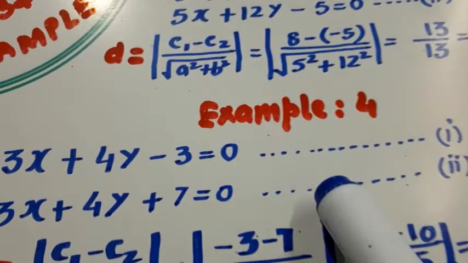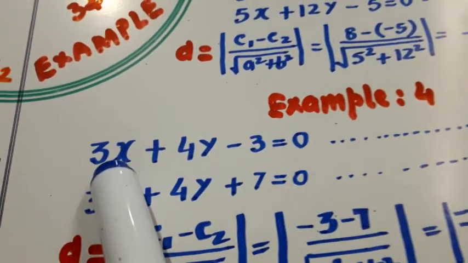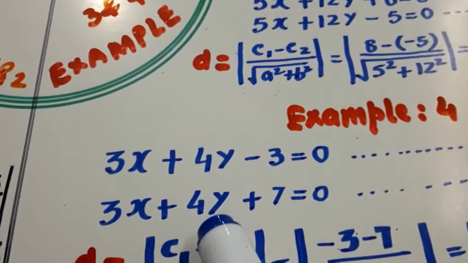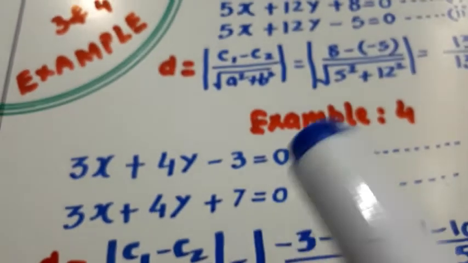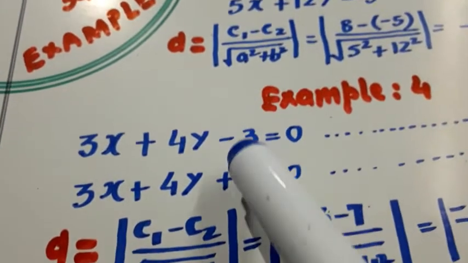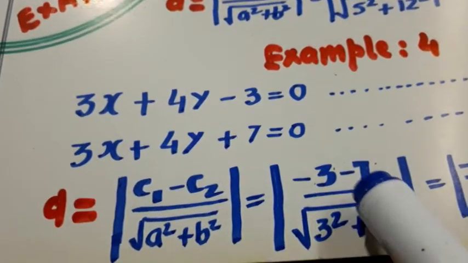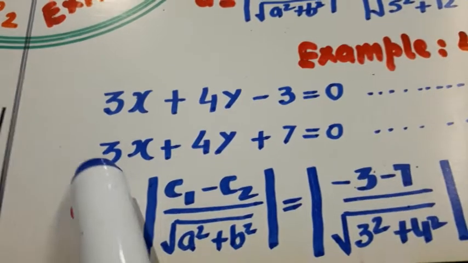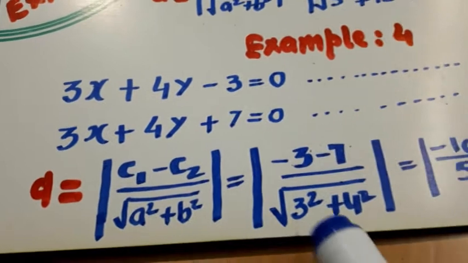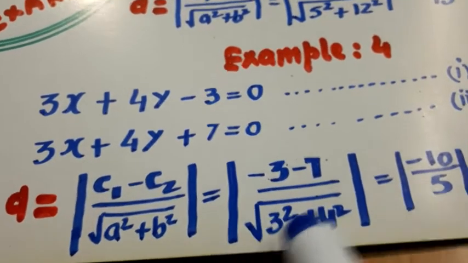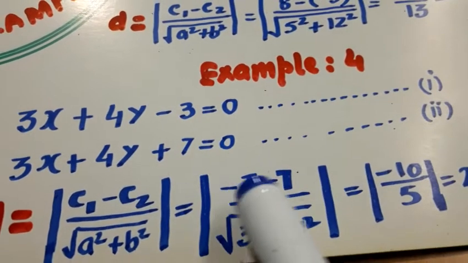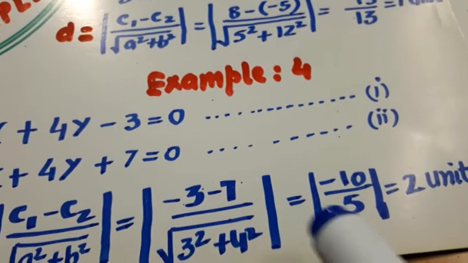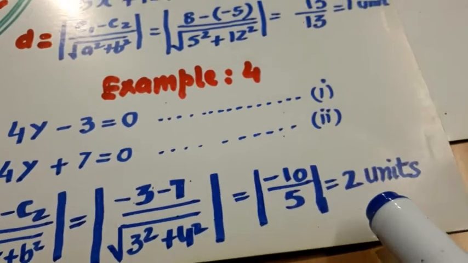Now let us go to the next example. Line is 3x plus 4y minus 3. Other line is 3x plus 4y plus 7 equal to 0. So look, C1 is known, C2 is known, put the values here and divide with under root A square plus B square. A is 3, B is 4. 3 square plus 4 square, it becomes 5. So this is 5 and this is minus 10. 10 over 5 is 2. Because this distance can never be negative, take the absolute value, it is 2 units.